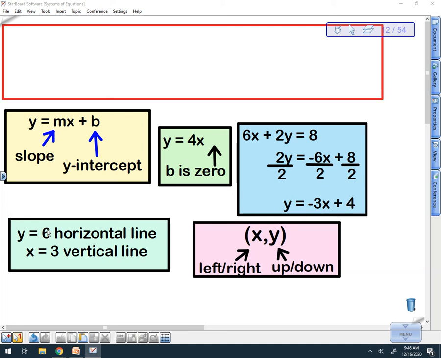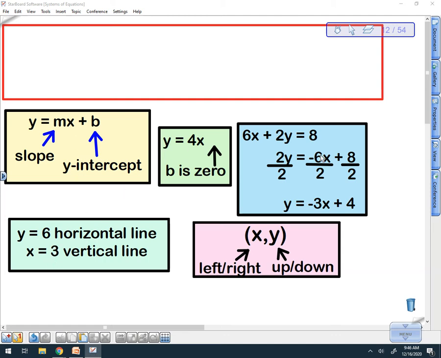Quick reminder, if you get y equals a number and there's no x, that means it's going to make a horizontal line. You go to the y-axis, go up to the 6 and put a horizontal line there. If you get x equals 3 when there's no y, then that means it's a vertical line. So you go to the x-axis, go to the 3 and put a vertical line there.